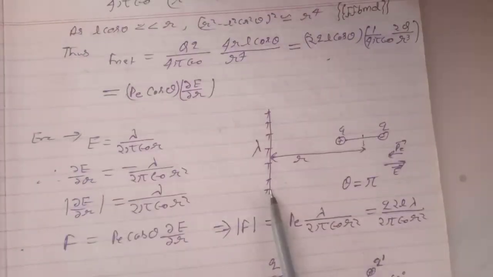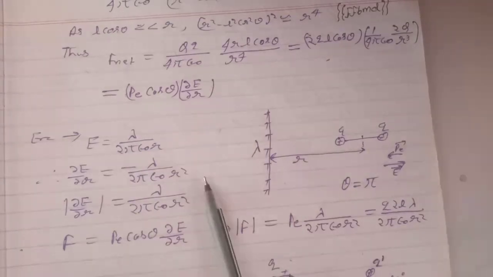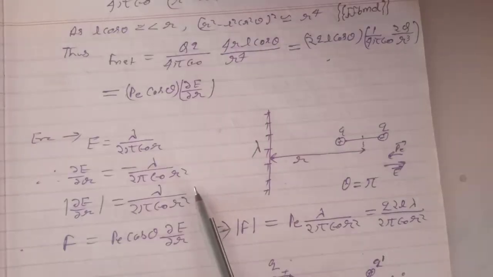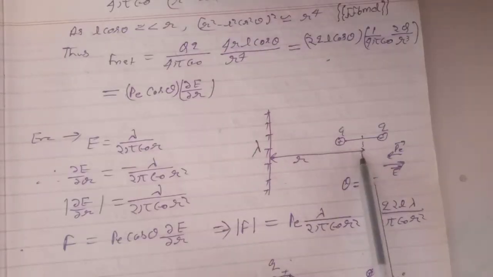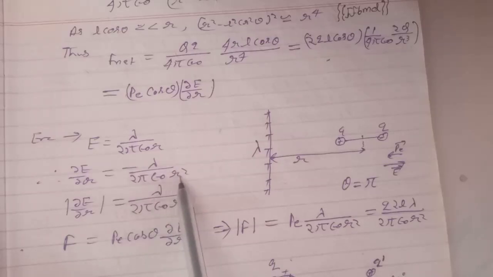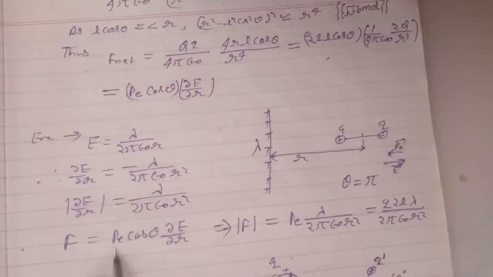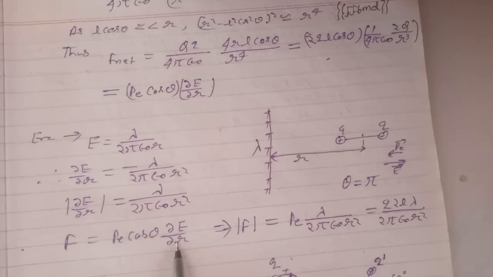For example, here a linear charge density of a rod is given. This is a charged rod with linear charge density lambda, and we have to find the force on an electric dipole. So E will be lambda by 2 pi epsilon naught R, or del E by del R equals minus lambda by 2 pi epsilon naught R square. Hence mod of del E by del R is lambda by 2 pi epsilon naught R square. Now we know that force will be F equals P cos theta del E by del R.